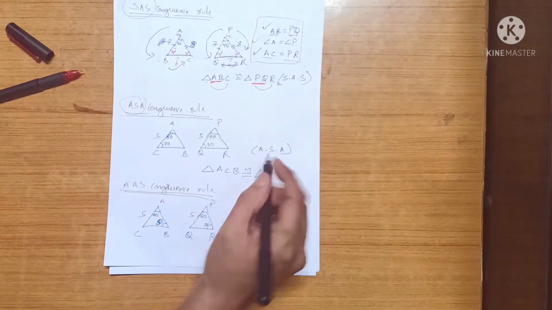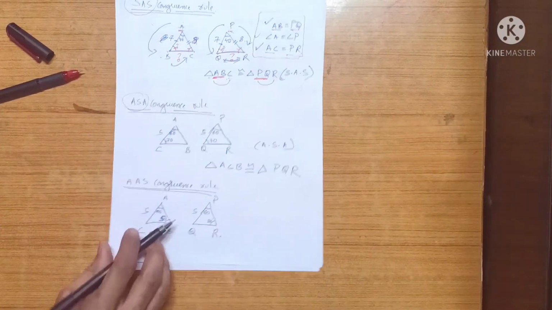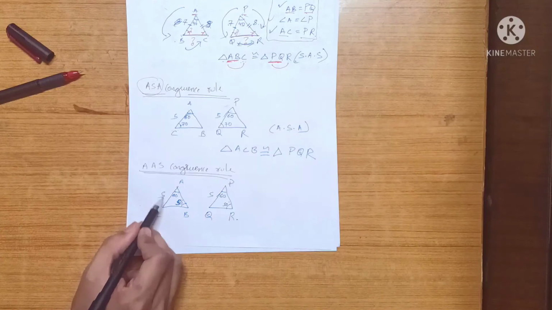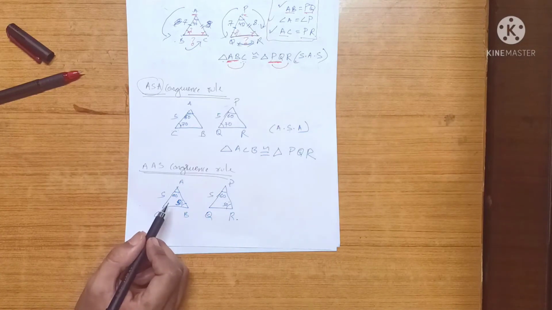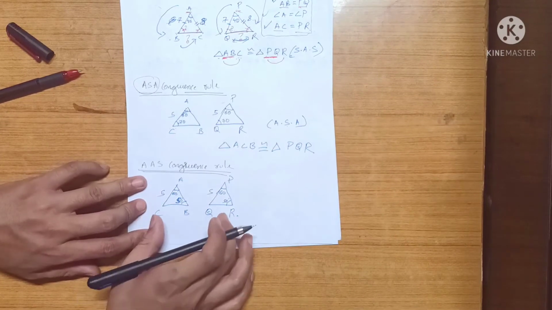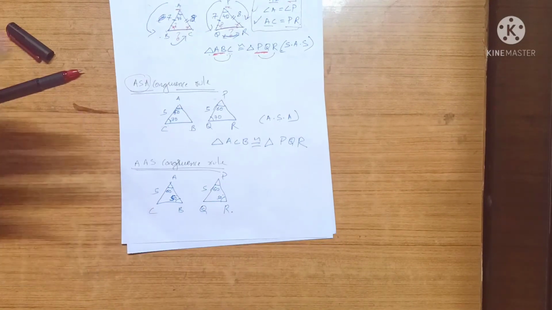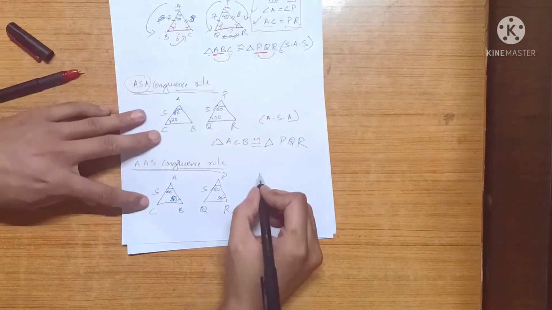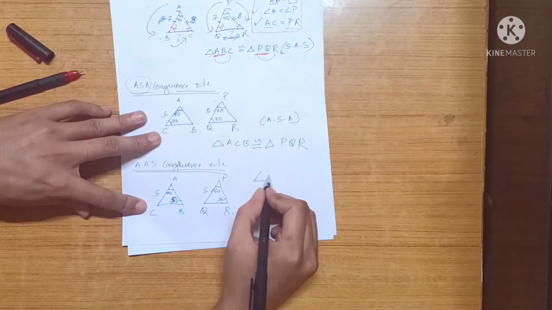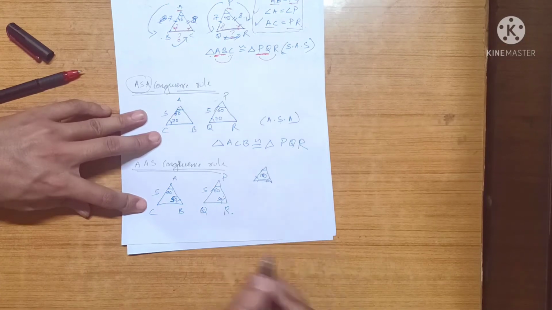See, the thing is, here the side was in the middle between two angles, right? Here the side and the two angles are not matching up right now. The two angles are on that side and the side is here. But even if the situation is like this, we know that in a triangle, the sum of all these angles will always be 180, right?